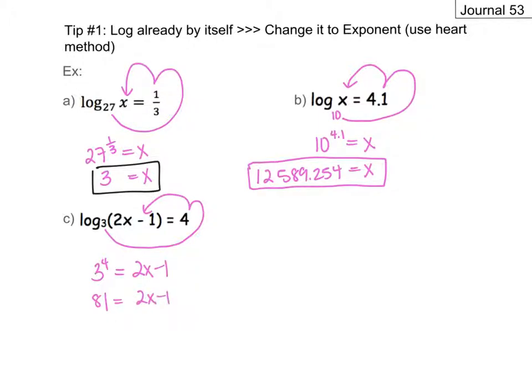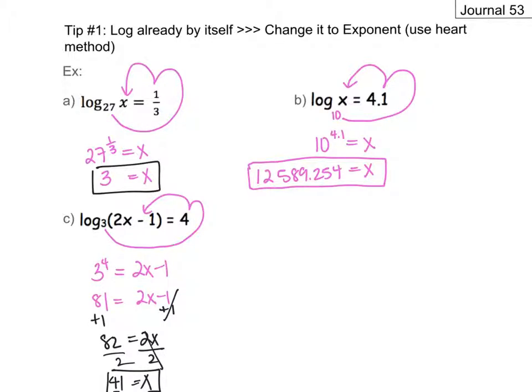So now I have to try to get this x by itself. Maybe add 1 to both sides first. 2x is left over. And then 81 plus 1 is 82. Divide that by 2 to get rid of the 2. And that cancels. So x is equal to 41.